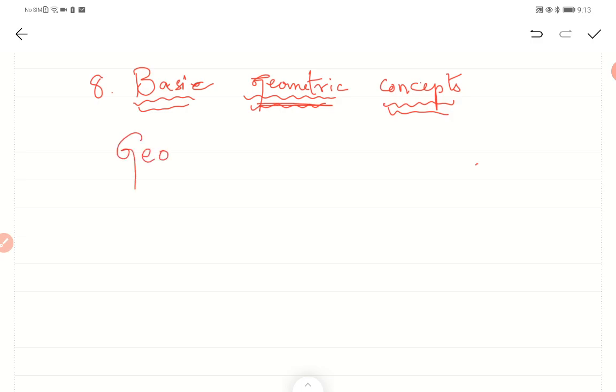It has two terms, geo and metrics. Okay, geo means earth, isn't it? We call earth as geo. You might have learned about this before. I think maybe in social also you have heard about this. Okay, geo means earth and metrics is measurement.